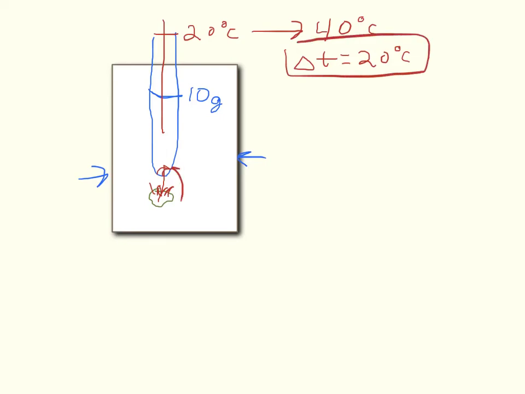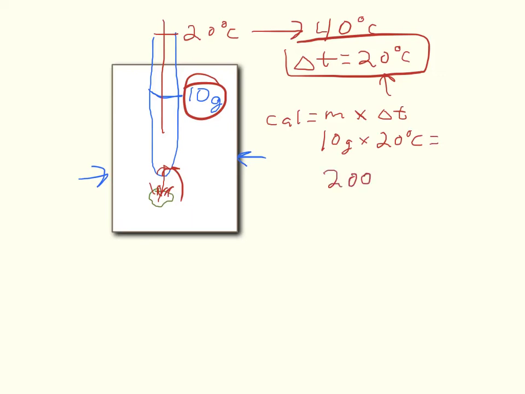So really, you already have enough information to figure out how many calories were transferred to the water. So what we would do is we'd say, okay, calories is equal to the mass of the water times delta T. What was the mass of the water? 10 grams. So it's 10 grams multiplied by the change in temperature, 20 degrees Celsius, is equal to 20 times 10 is equal to 200 grams times degrees Celsius, which is a little calorie.